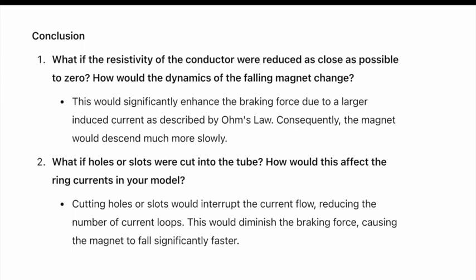And then what if holes or slots were cut into the tube? How would this affect the currents in the model? I think this would interrupt the current flow, and this would reduce the number of current loops. And I do think this would make the magnet fall through the tube much faster.